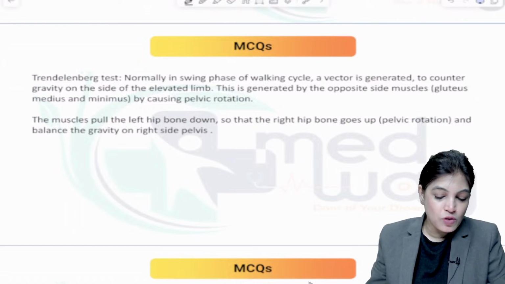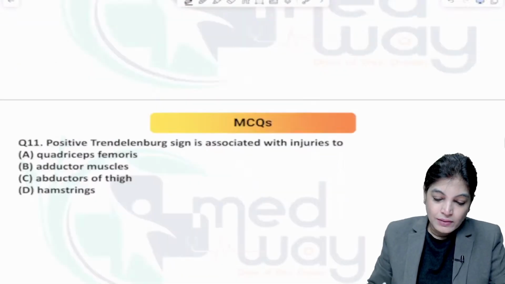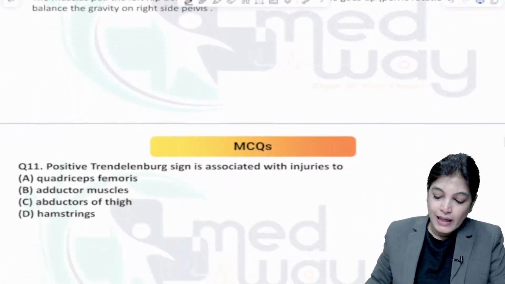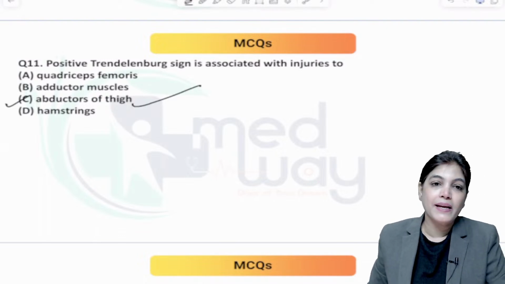Okay, so let's move on to the next one. Question number 11, so this was the same. The language of the question could also be positive Trendelenburg sign, and then you have to mark abductors of the thigh as the right answer.